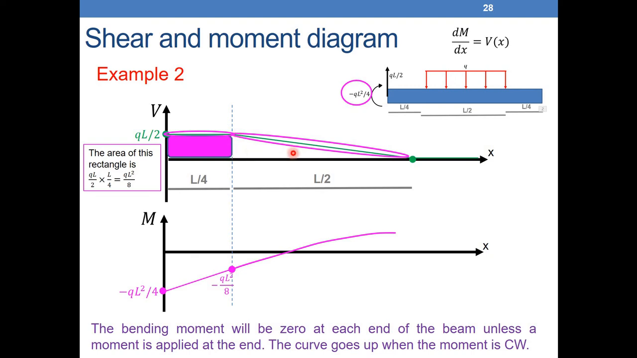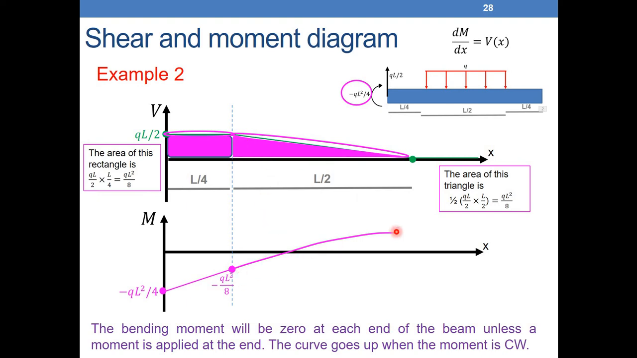What is the type of area I have here? Because it's a line, I will have this triangle here. So the area of this triangle will give me the change of moment between this point and this point. What is the area of this triangle? I have QL over 2 times L over 2, times 1 over 2 because it's a triangle. So the area is 1 over 2 base times height: 1 over 2 times QL over 2 times L over 2. It will give me QL squared over 8. So the variation between this point and this point is equal to the area of this triangle here.